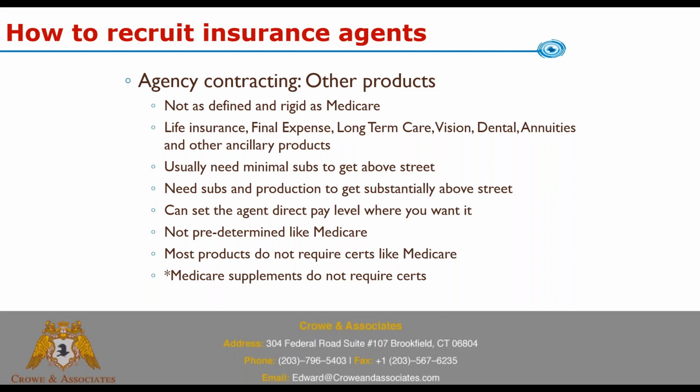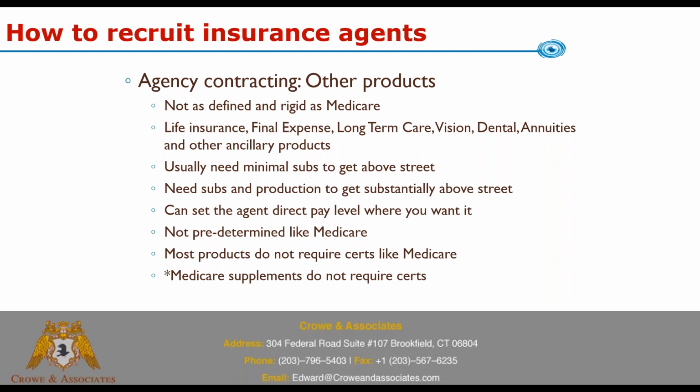The other thing we can do too is, unlike Medicare, where if you're a GA and you want the agent paid direct, they've got to be paid at street. If you want them direct paid from the company, it's not like that with other lines. With other lines, there are levels below street, so you can really set what you want the agents to be paid, even if they're going to be paid direct.